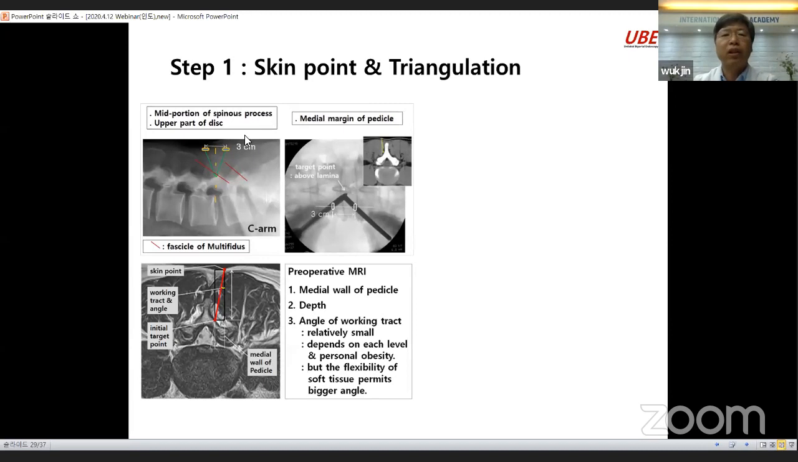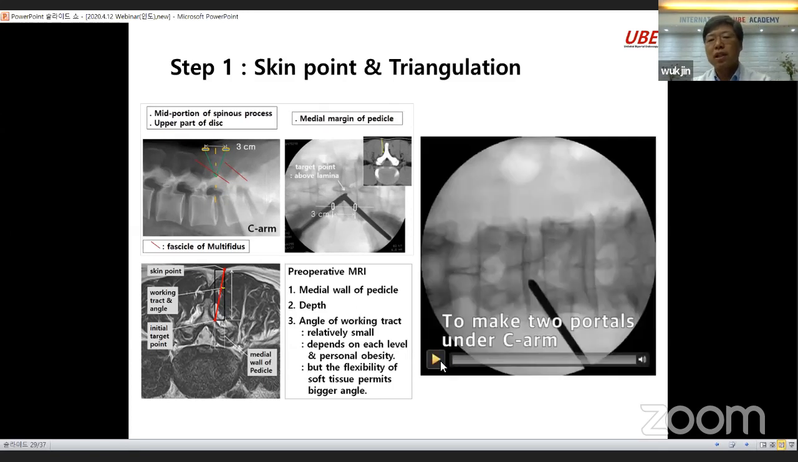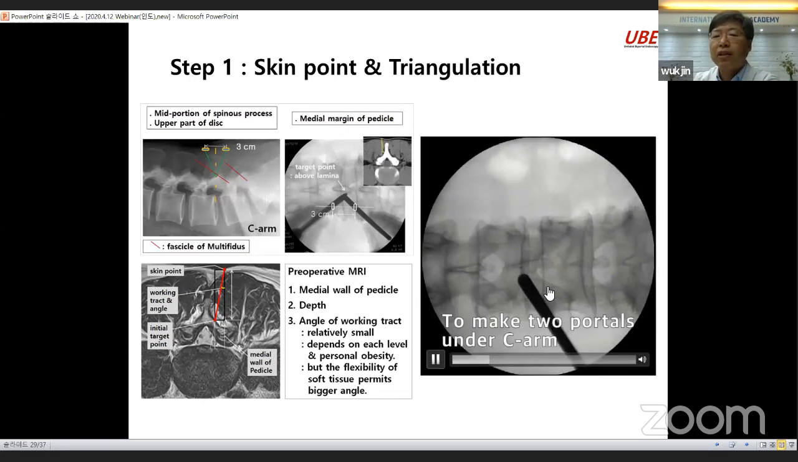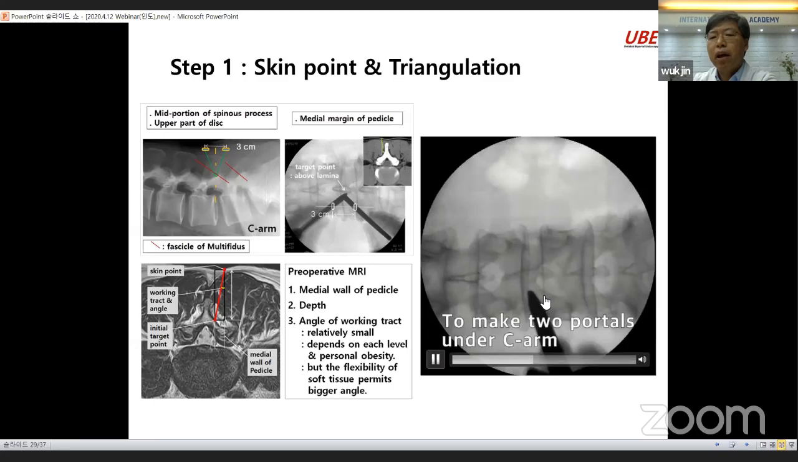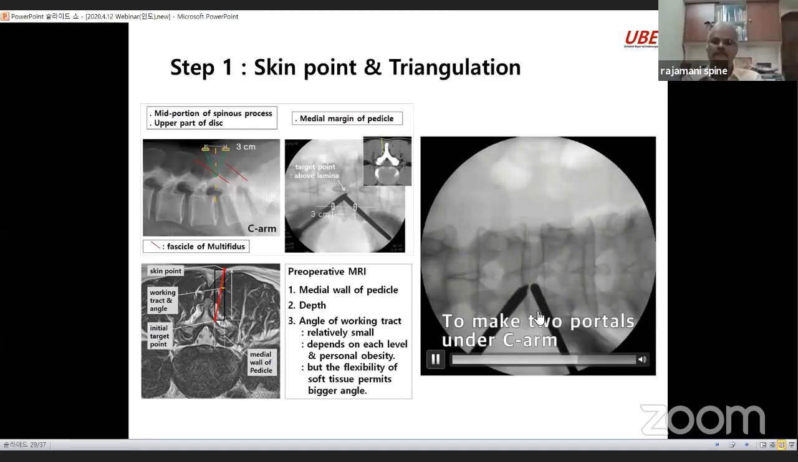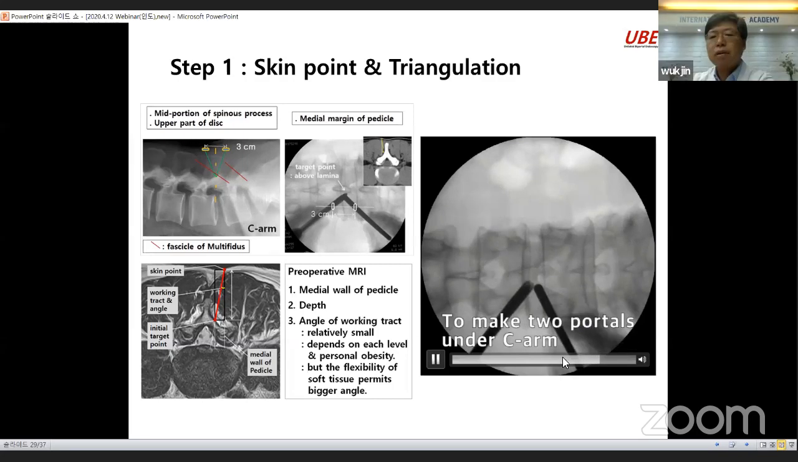First, the skin point is 3 centimeters apart from the spinous process midline, with the two points apart from each other. Above the lamina, at the 1/3 point here, and the depth is also here. This is the initial target point. Serial dilation, detach, and insert this tube. This is triangulation.